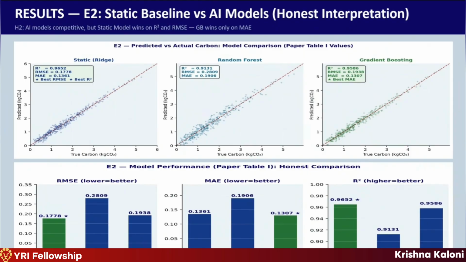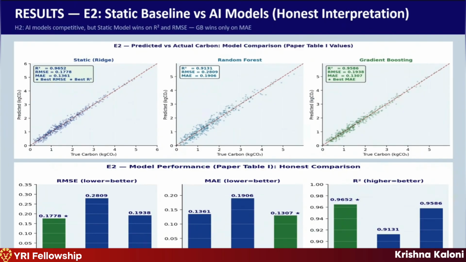E2 is where I want to be particularly careful about honest interpretation, because the corrected conclusion differs from a naive reading of the results. Across RMSE and R squared, the static ridge model actually wins, achieving R squared equals 0.965 and RMSE equals 0.178. Gradient boosting achieves the best MAE at 1.31, but does not outperform Ridge overall. Random forest performs the worst on RMSE and R squared.